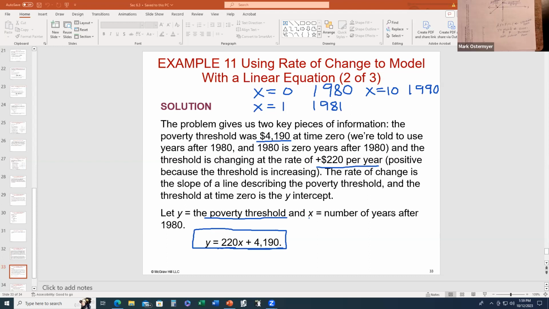So what does that 220 represent? That's the slope of this linear equation. You agree this linear equation is in slope-intercept form. Again, it's in the form of y equals mx plus b. This is called slope-intercept form, a very popular form for a linear equation.